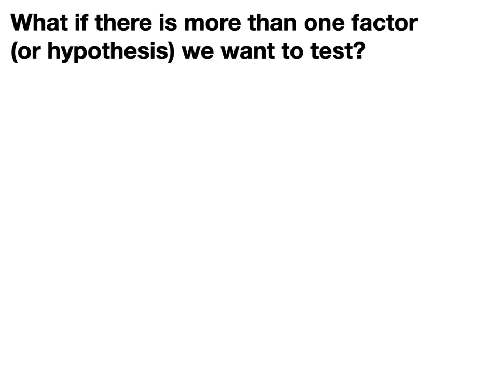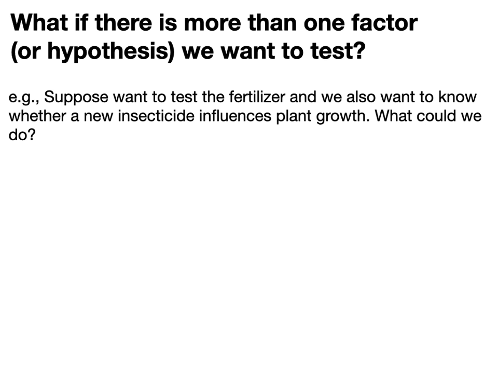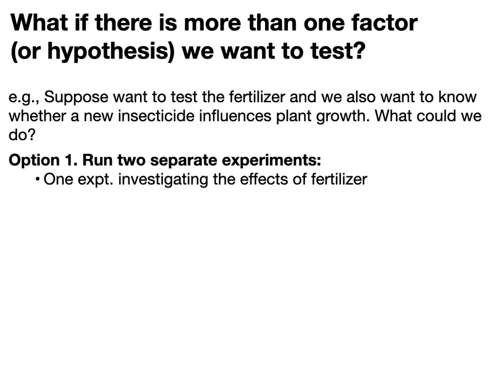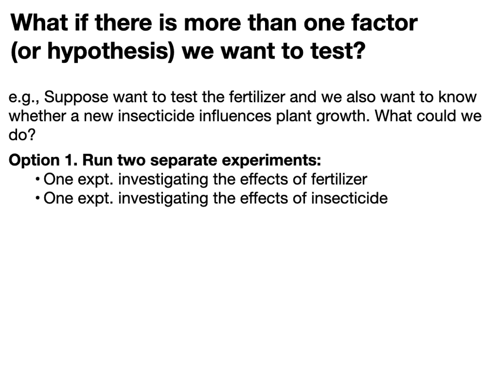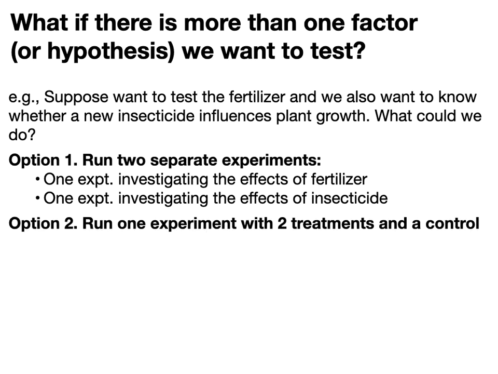Okay, what about experiments where we have more than one factor or hypothesis that we want to test in a single experiment? So suppose we want to test fertilizer, but we're also interested to know whether a particular insecticide might influence plant growth. What could we do? Well, we could run 2 separate experiments. We could have one experiment investigating the fertilizer, one experiment investigating the insecticide. Or we could run one experiment investigating both of these factors.